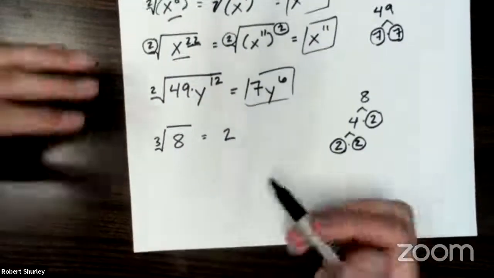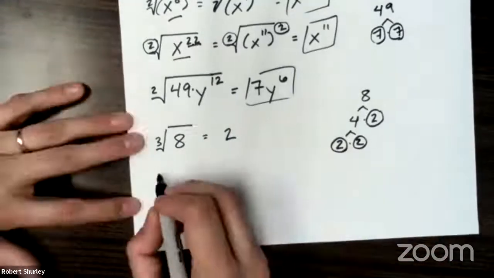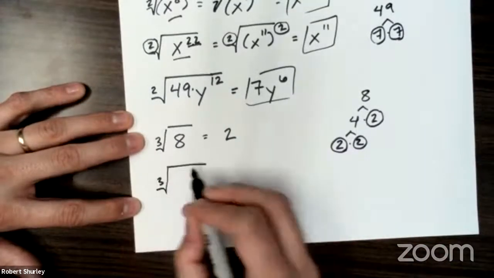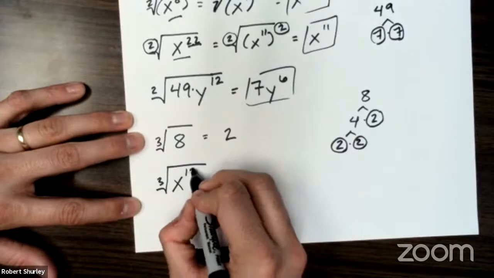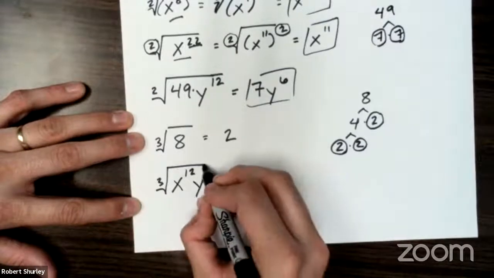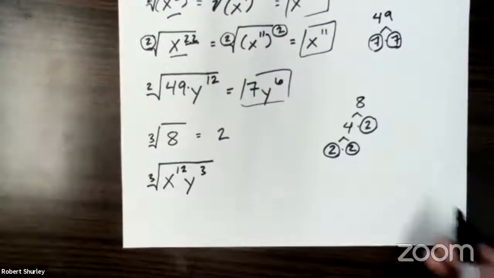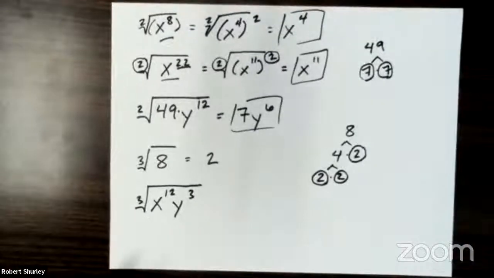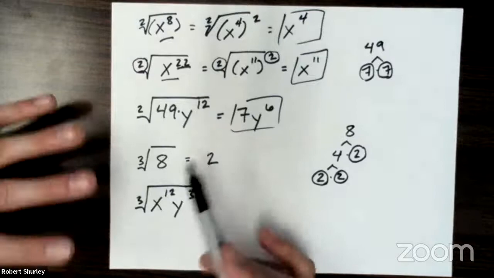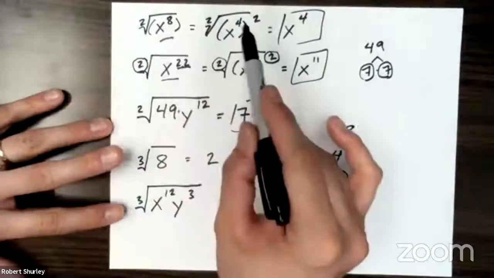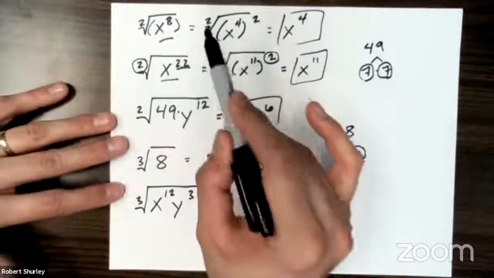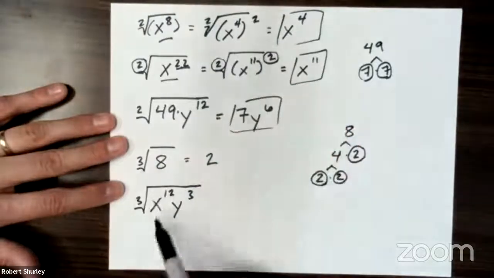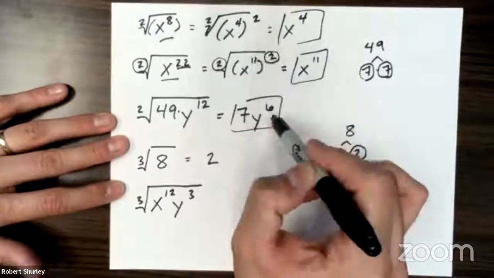Okay, so what about if we threw variables in there? Let's say we had the cube root of x to the 12th, y to the 3rd, something like that. Cube root of x to the 12th and y to the 3rd. Okay, so again, I'm going to do this kind of the shortcut way. I'm not going to make the parentheses, and this one would be cubed though if you were going to do this. I'm going to do the division in, okay?